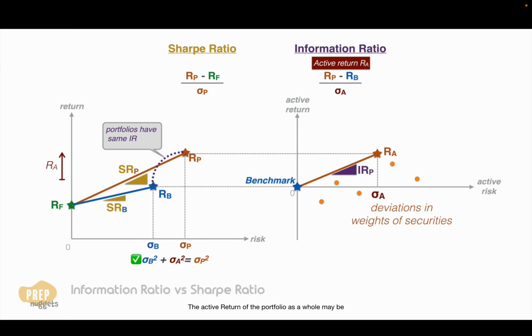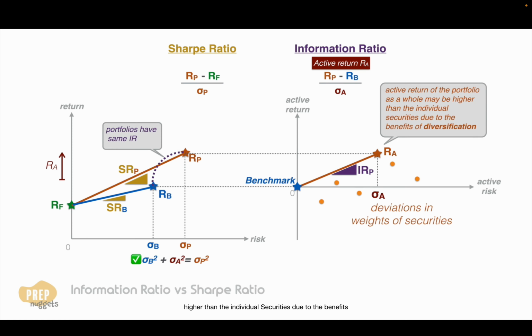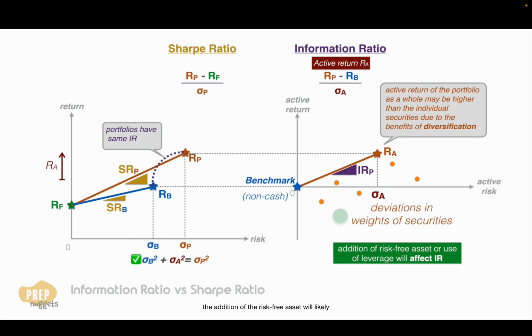The active return of the portfolio as a whole may be higher than the individual securities due to the benefits of diversification. Unlike the Sharpe ratio, the addition of the risk-free asset or use of leverage will affect the information ratio. This is because active return is measured relative to a non-cash benchmark, so the addition of the risk-free asset will likely lower active return, while active risk should not change much, so the information ratio of the portfolio will likely decrease.